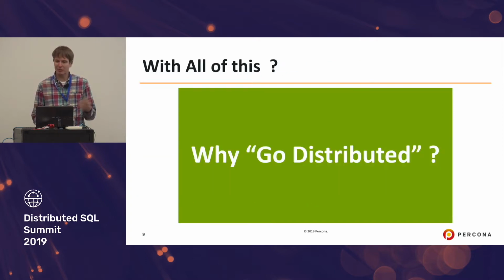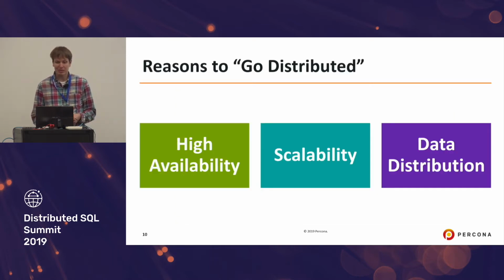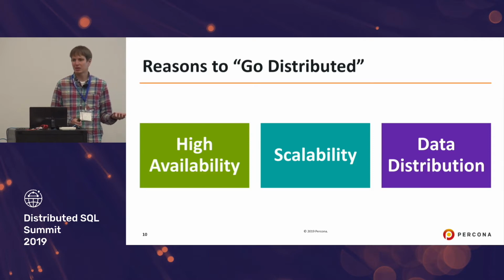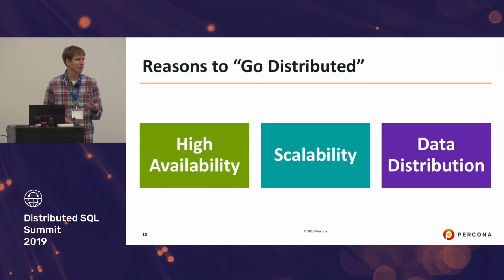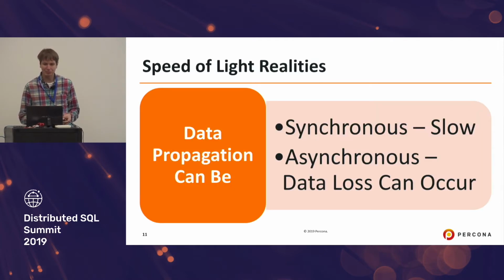Now, with all of that, why do we go distributed? Why are large-scale applications distributed? I think there are pretty much three big reasons. High availability, which you can't fully do with one node. Scalability, because you can only scale so far within one node. And also data distribution. What I mean by that is, for example, for legal reasons, if you're running a large-scale system, you may not be allowed to keep data in one instance, or even in one country, so you may have to distribute it.